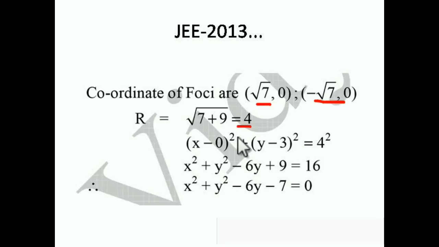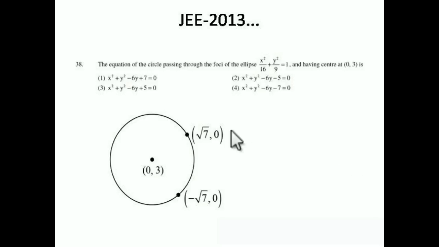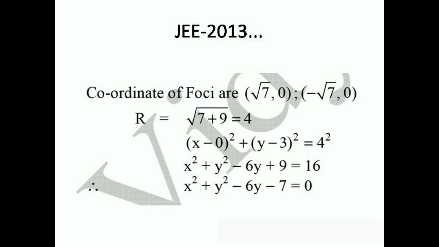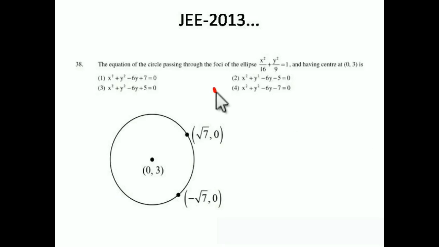Now we have the center, we have the radius, and we have the formula of a circle: x minus 0 whole square plus y minus 3 whole square is equal to r square, that is 4 square. So x square plus y square minus 6y plus 9 is equal to 16. So x square plus y square minus 6y minus 7 is equal to 0. This is the required equation of the circle. So my right answer is option number 4: x square plus y square minus 6y minus 7 is equal to 0. So the right option is here.